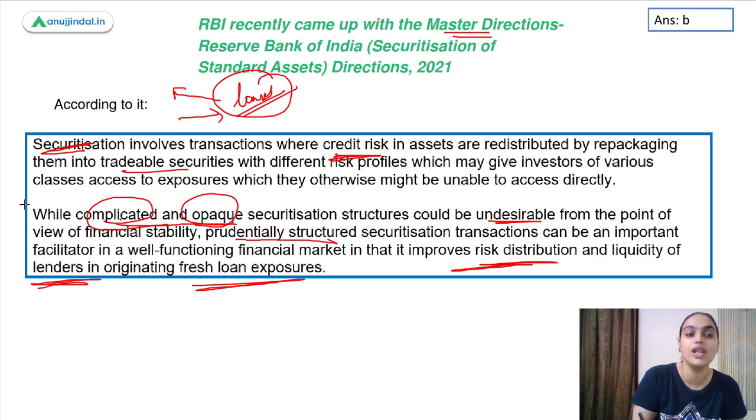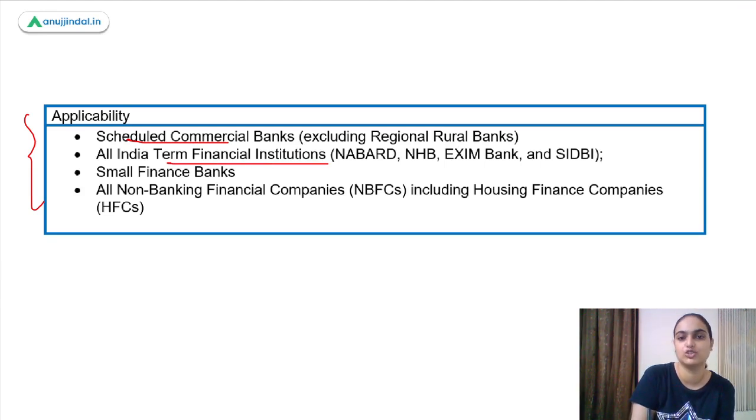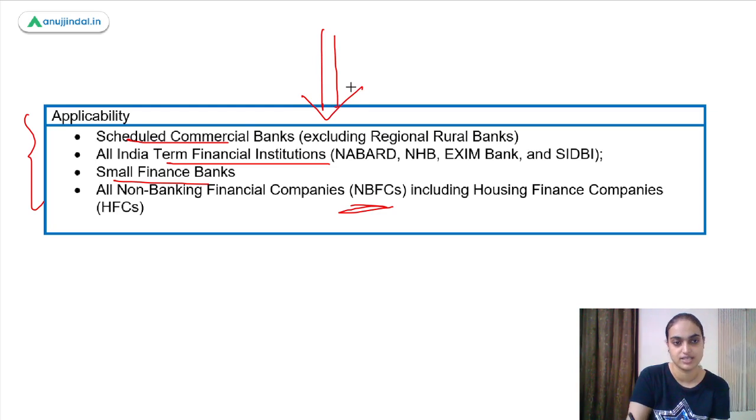This is the whole concept of securitization as defined by this set of master directions. This set of directions is applicable for all scheduled commercial banks, all India financial institutions, NABARD, SIDBI etc., the small finance banks as well as NBFCs. So what securities can and cannot be securitized? What is the minimum retention requirement? What is the minimum holding period? All those kinds of directions which have been provided in this set of master directions are applicable to these entities.